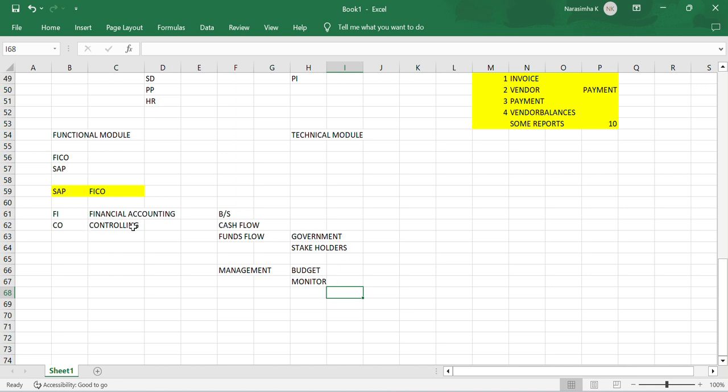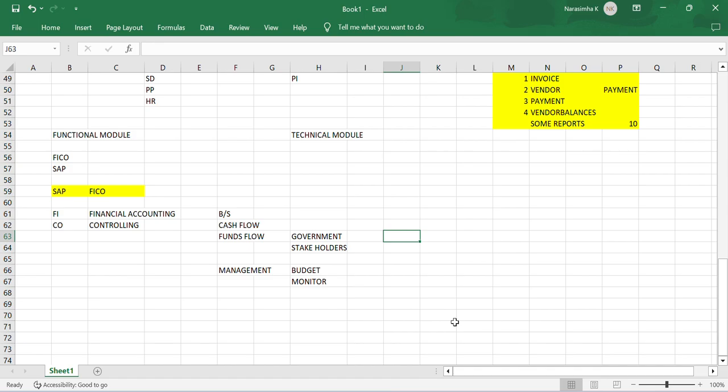Controlling will be used for the internal reporting purpose to the management. What will management do by using the controlling reports? They will do the budget planning and check what cost is occurring for a particular department. So all these things they will take the decisions. Okay.